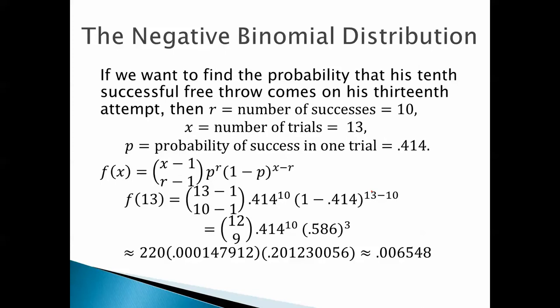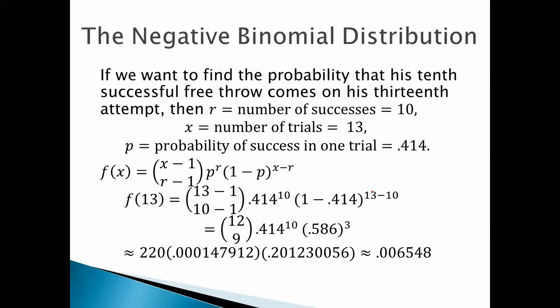If we want to find the probability that his 10th successful free throw comes on his 13th attempt, then r is the number of successes, that's 10, x is the number of trials, that's 13, and p is the probability of success in one trial, which is 0.414. So there's the formula for f of x. F of 13 is going to be 13 minus 1 choose 10 minus 1. 13, again, is the number of trials. 10 is the number of successes.